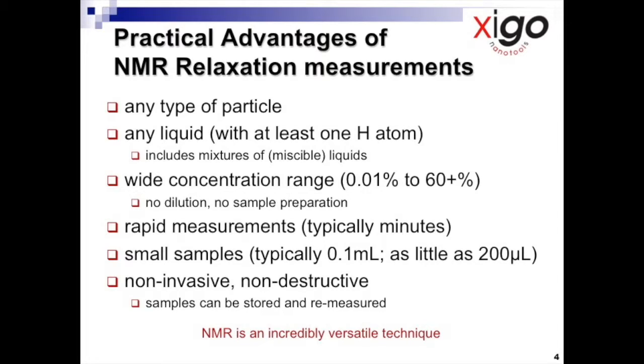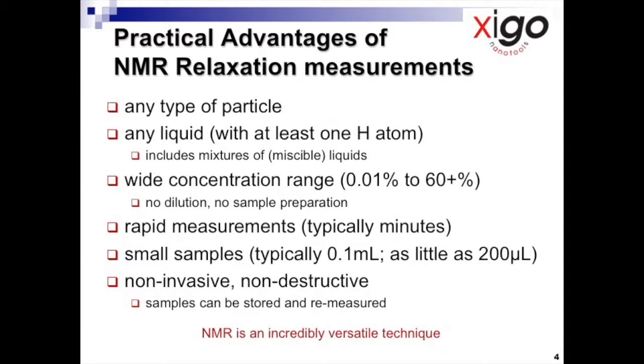Second, you can work with any liquid as long as it contains at least one hydrogen atom. So, for example, we can make measurements in hexane, but not carbon tetrachloride. Even mixtures of miscible liquids, such as ethanol toluene, can be used. This is a very useful benefit, particularly when working in non-aqueous media and when investigating the wettability of surfaces.